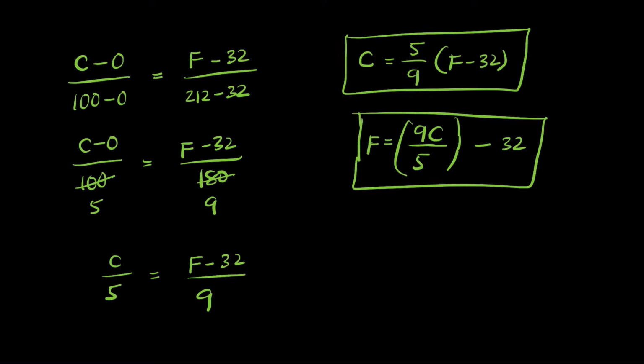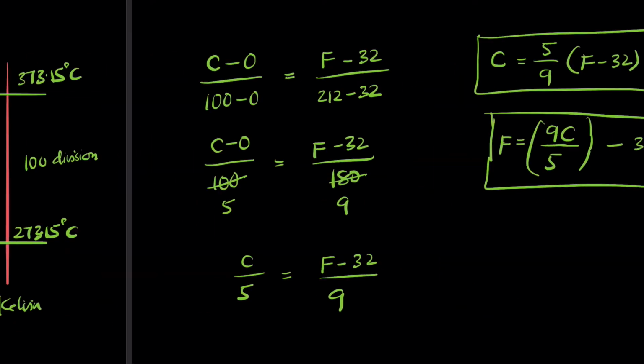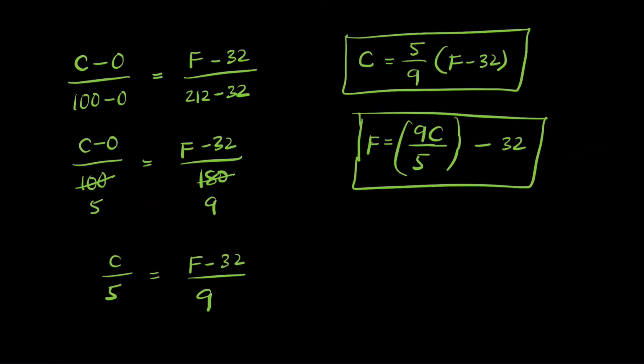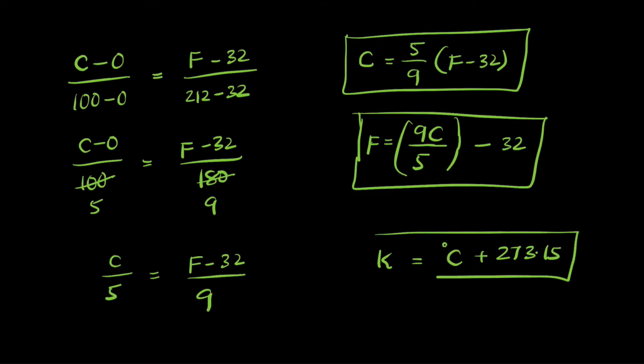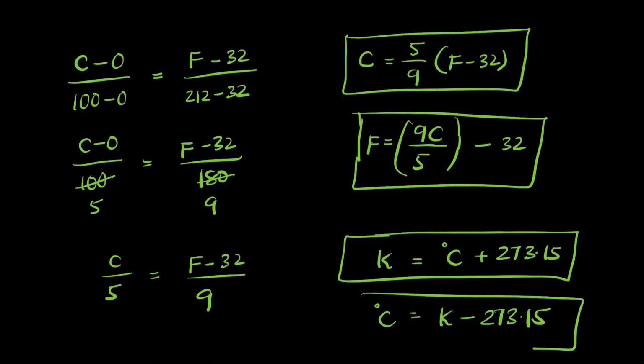But if you want to convert to the Kelvin scale, the Kelvin scale K becomes degree centigrade plus 273.15. This is the conversion factor for converting Celsius into Kelvin. If you want to convert Kelvin into Celsius, Celsius becomes Kelvin minus 273.15. These are the conversion factors for the different temperatures.